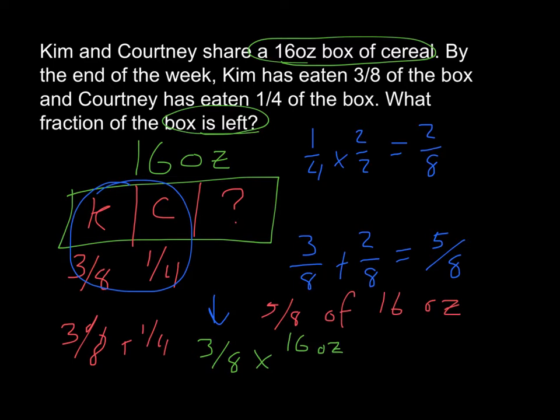So when I come back down to the problem here, 3/8 times 16 ounces, I'm going to simplify. 8 goes into 16 twice, 8 goes into 8 once, 3 times 2 tells me that I have 6 ounces remaining.